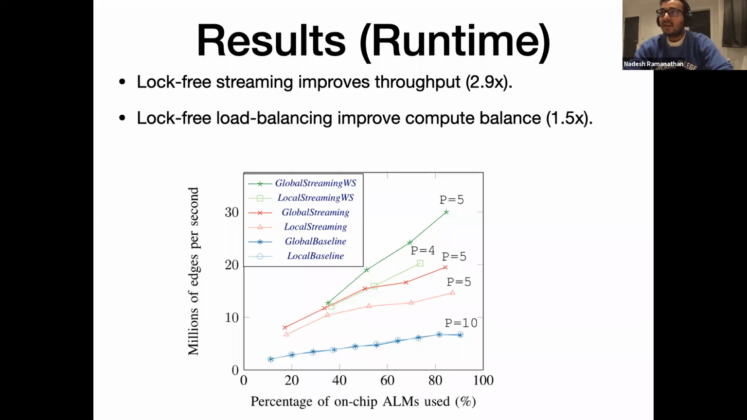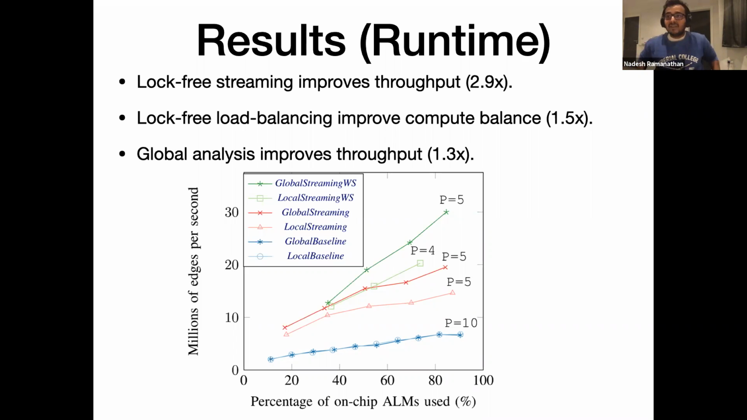And also what you can see is that when we do load balancing, which is also lock-free, you can improve the throughput even more, right? So it was almost 1.5x. And with global analysis, everywhere, when you turn it on, you improve the throughput dramatically. And overall, it's about 30% faster, but you have a lot of cases where that's much bigger.